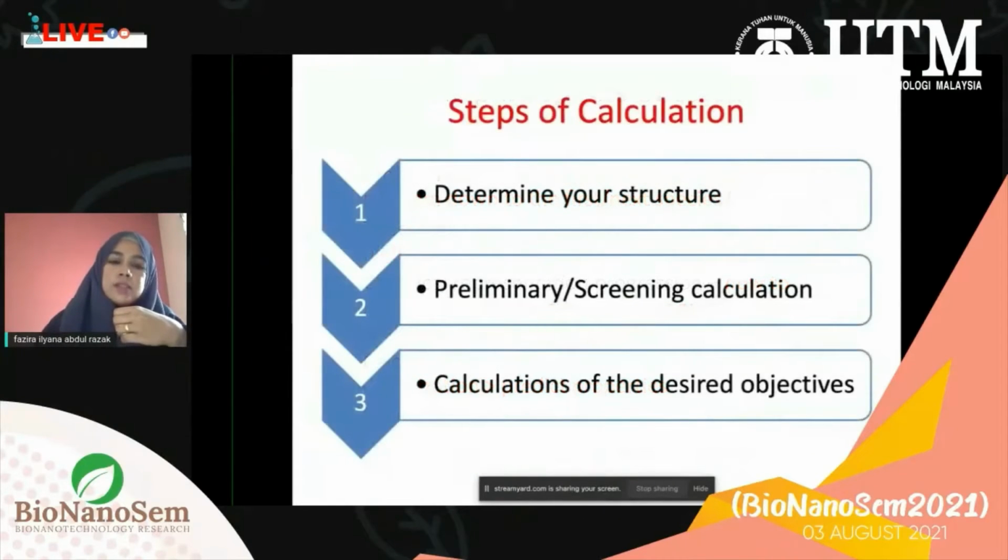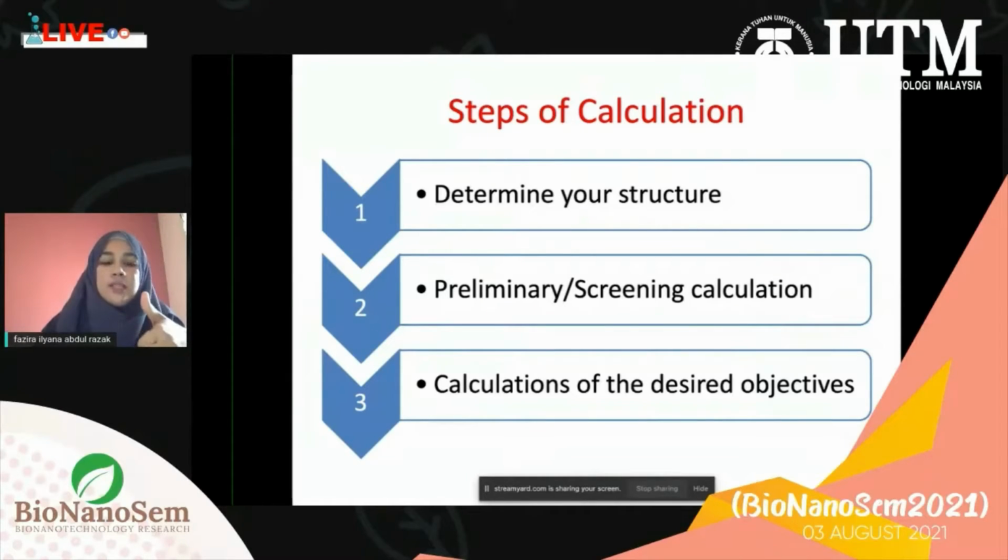Okay, so steps of calculation. How do you do your calculation? Number one, you need to determine your structure. There are a lot of researchers and students interested in doing calculation who mention to me that they want to do this calculation, blah blah blah. First thing first, you need to have your structure. It's like when people say no money, no talk. For computational, no structure, no talk.